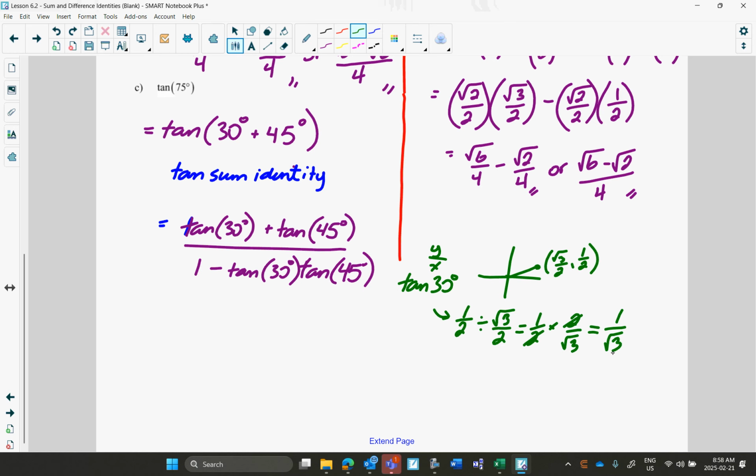So that means I put 1 over root 3 and replace tan 30. Tan 45 degrees, a little bit more straightforward, because this one, they're the same, right? Root 2 over 2, comma root 2 over 2. So y divided by x, anything divided by itself, that's going to be 1.